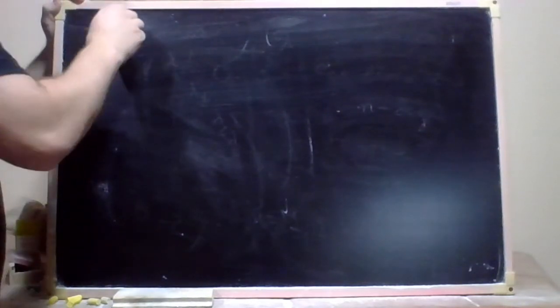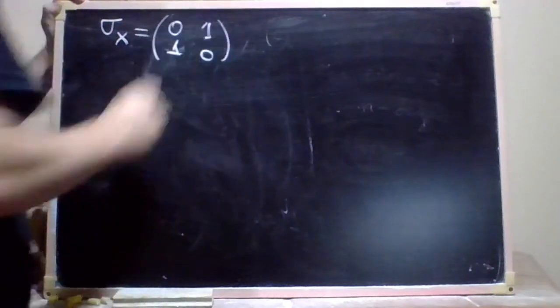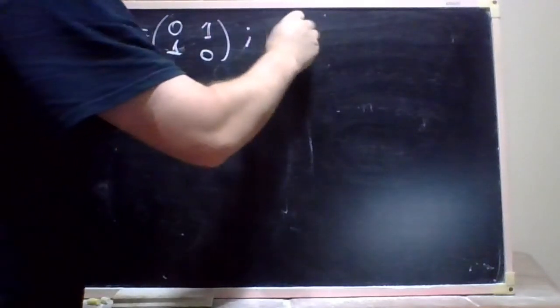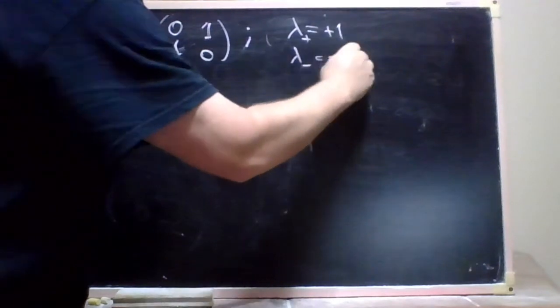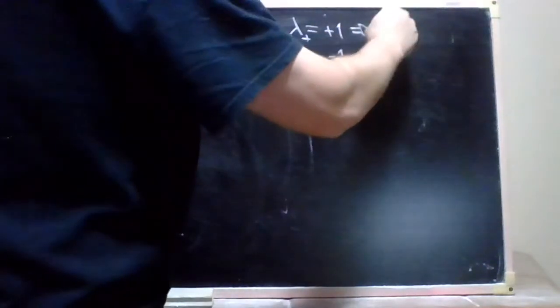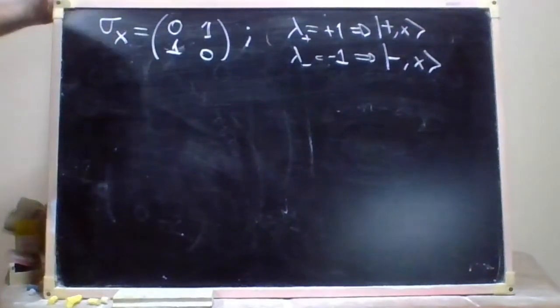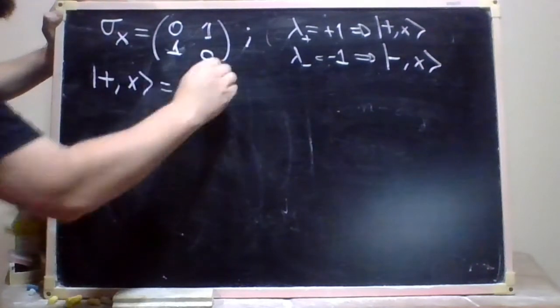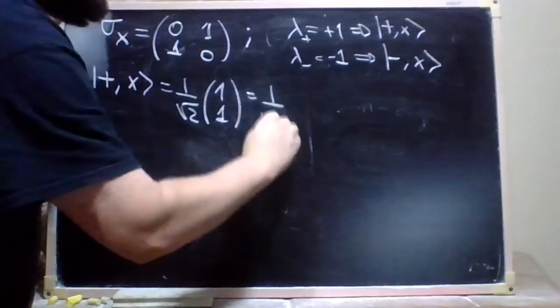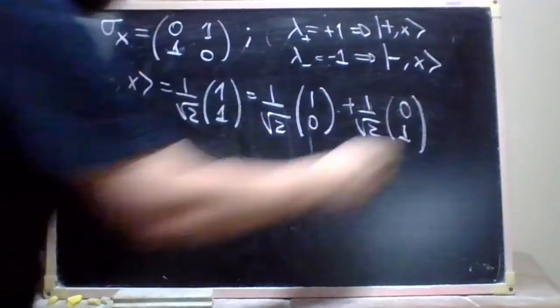Well, let's go back to the problem of Pauli matrices. So we were talking about the eigenvectors of this one and the eigenvalues. We already know there are two eigenvalues, plus one and minus one, and these correspond to the vectors plus in the x direction, minus in the x direction. And notice that the plus vector, which is 1 over the square root of 2, (1, 1), can be written as (1, 0) plus (0, 1) here.